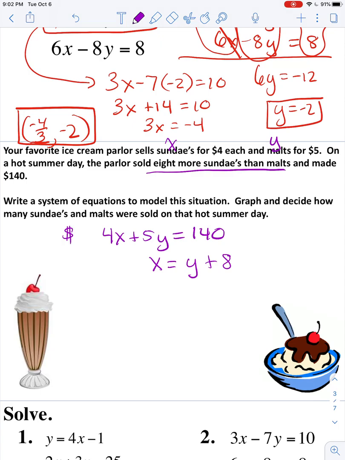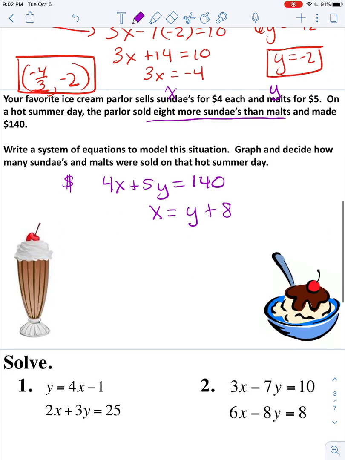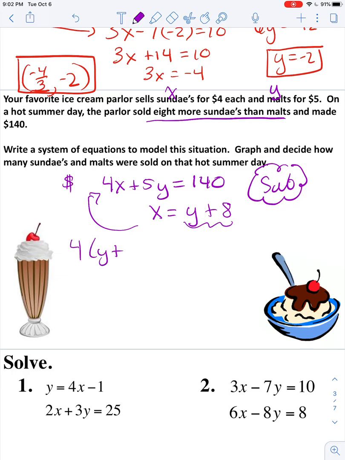So looking at this, you want to decide, is graphing easiest? Heck no. Is substitution or elimination easiest? Well, elimination tends to be easy when they're both in standard form. This one I would do by substitution because I already know that x can be replaced with y plus 8. So I'm going to go ahead up here and do exactly that. I'm going to replace the x with y plus 8. So in this case, I'll be solving for y first, keeping in mind that x is my sundaes and y is my malts.